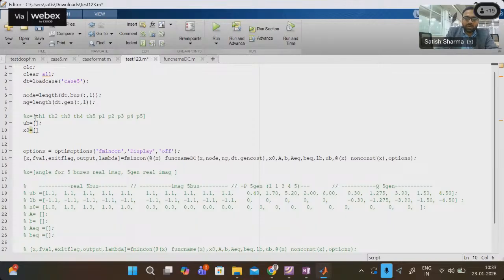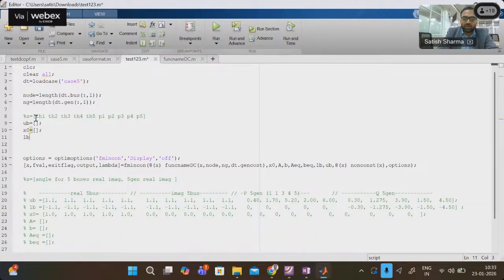And I will define the lower bound first of all. So this is how I approach; you can have certain different approaches. Now what is the upper bound? The upper bound is the bound on theta. What is the maximum angle it can have? We already know about that.